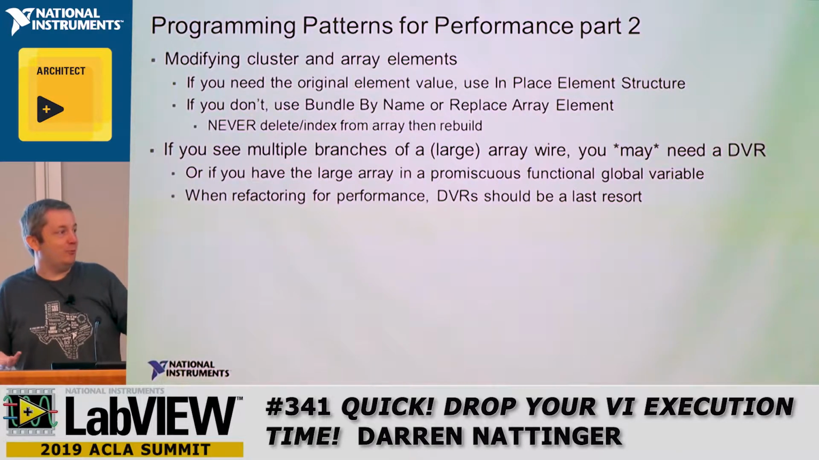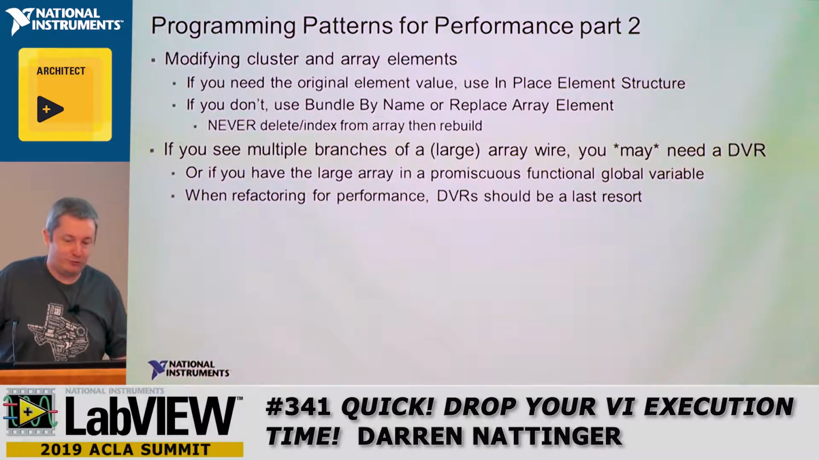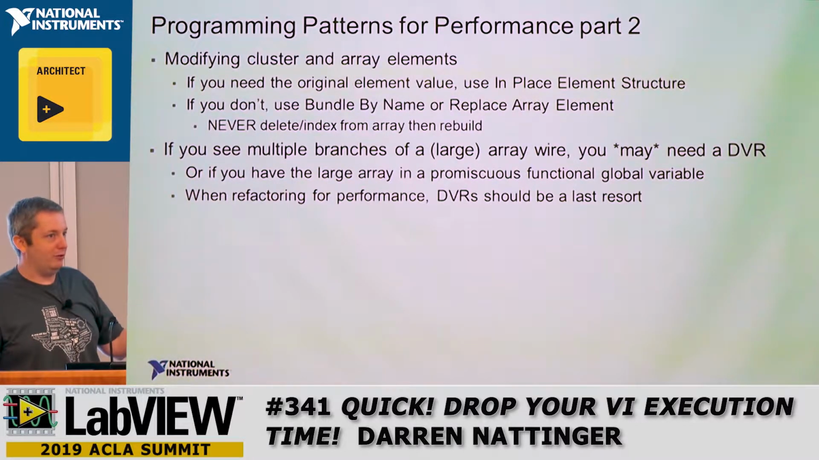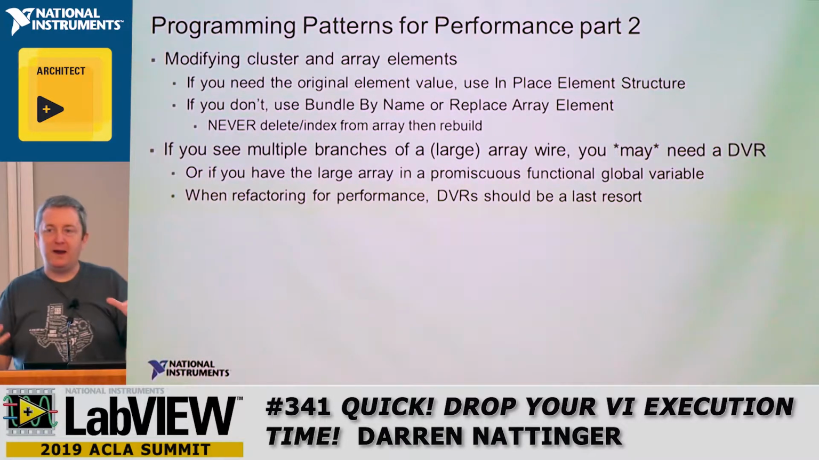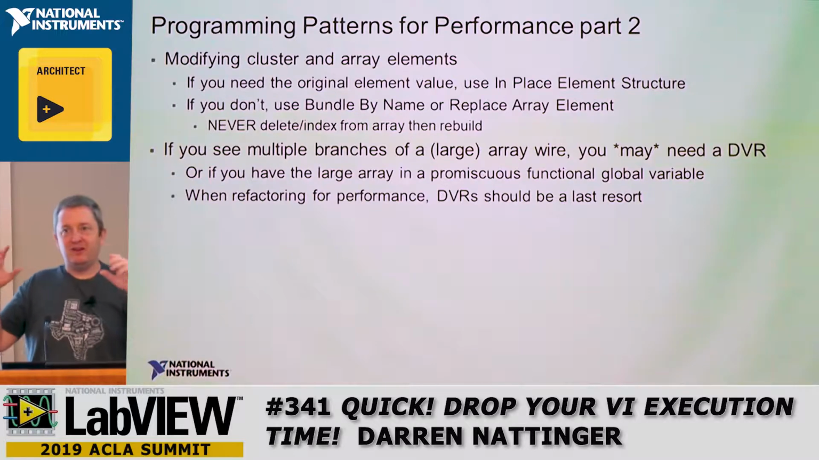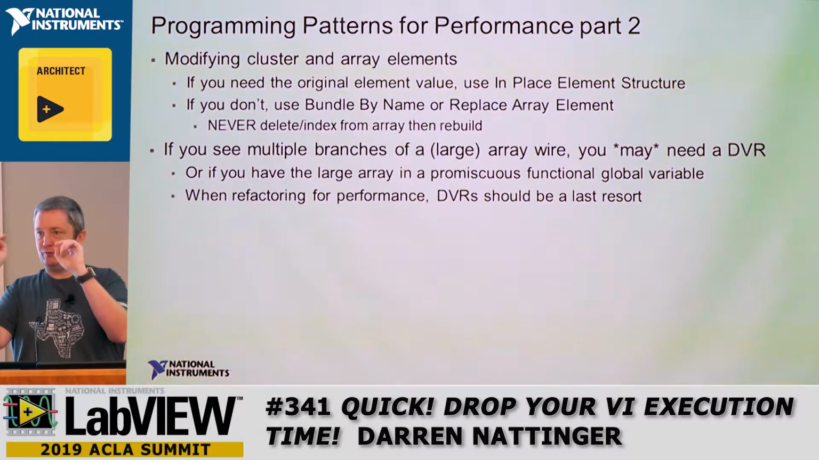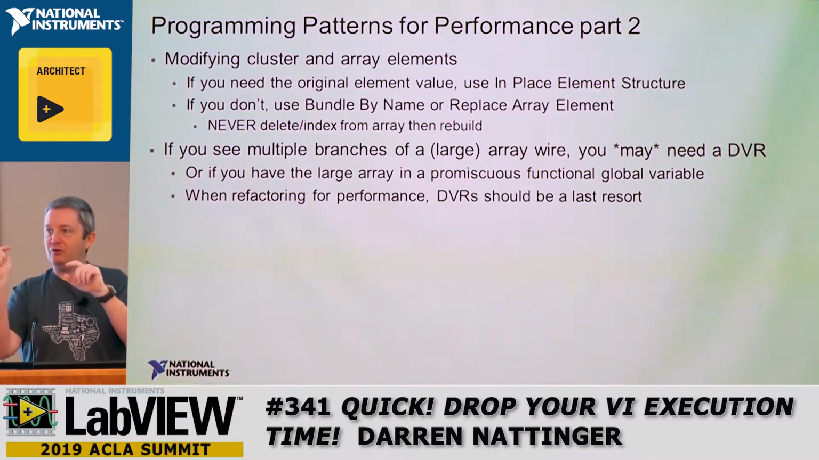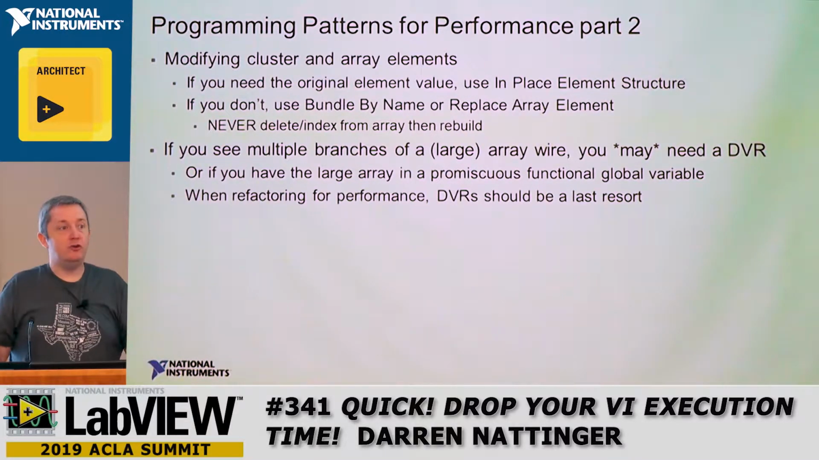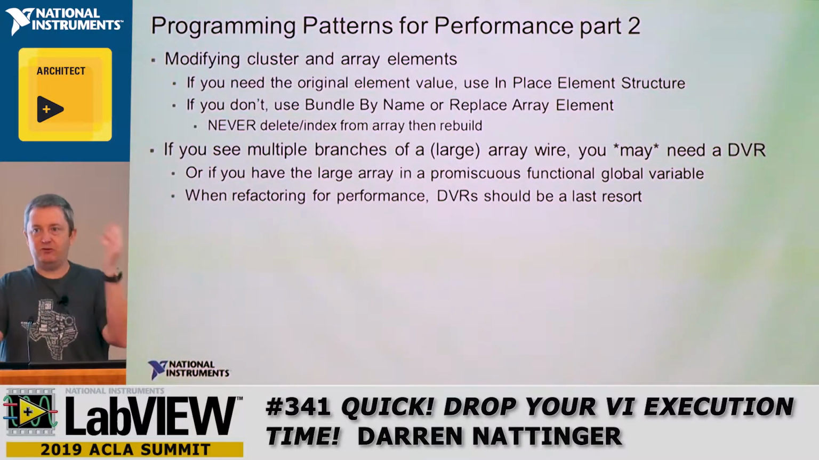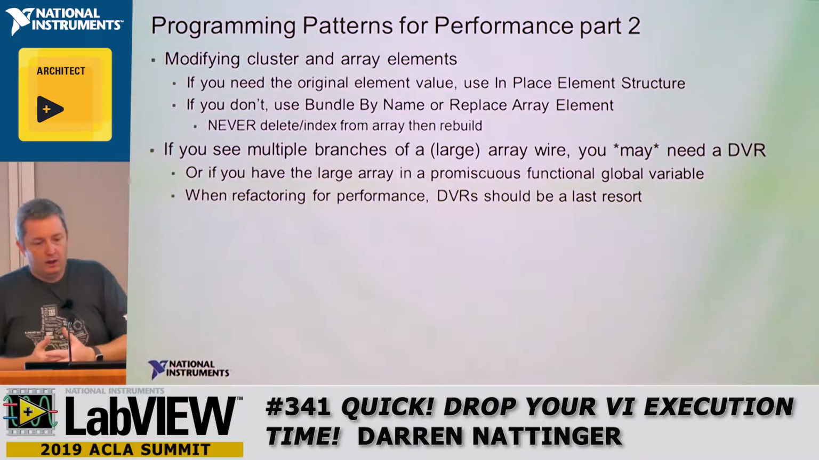Send us a bug report if you can reproduce that in 2019, because we should never have an in-place element structure be slower than replace array element, bundle by name, etc. Another pattern that I've seen people do sometimes is they'll have the in-place element structure with the unbundle and the bundle. They won't even use the unbundle. They'll just bundle in the value on the right side. You don't need to do that. Use a bundle by name function. It's the same thing. You're making your diagram bigger for no reason.